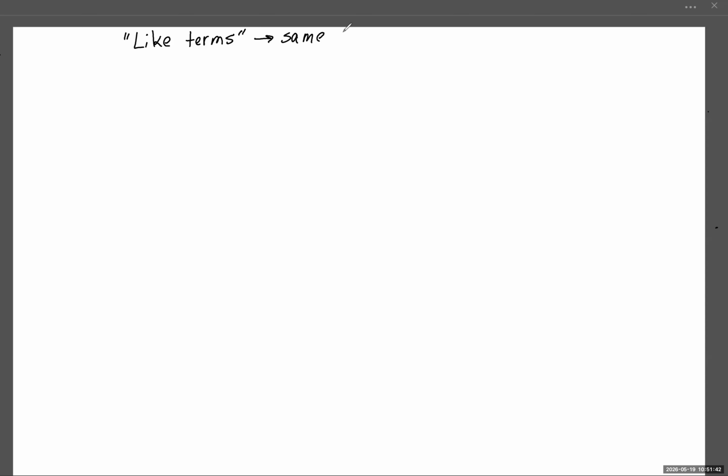So same letter. Sometimes it's letters, and it has to have the same power, or powers if it's multiple letters. So for example, if I say combine like terms, sometimes it can just say simplify.